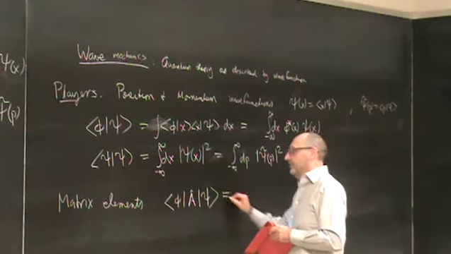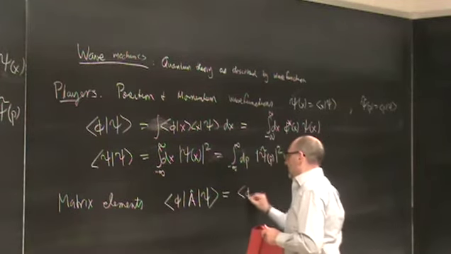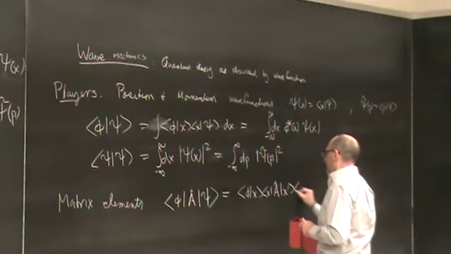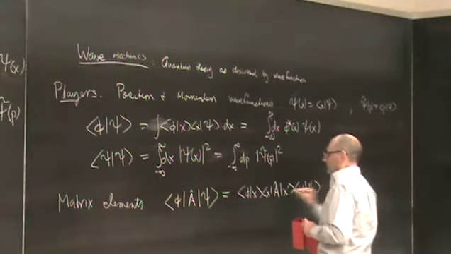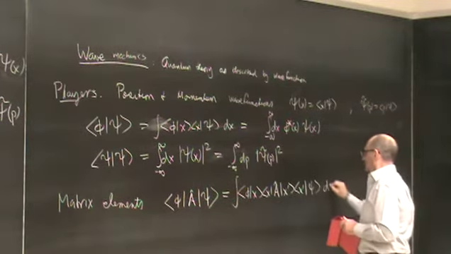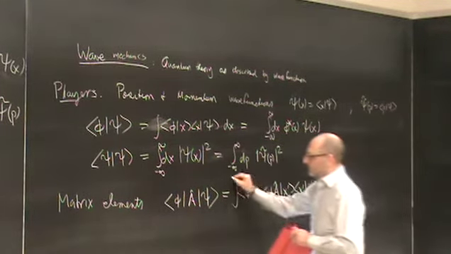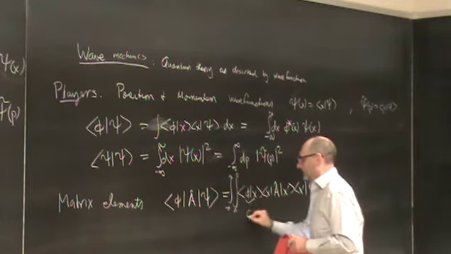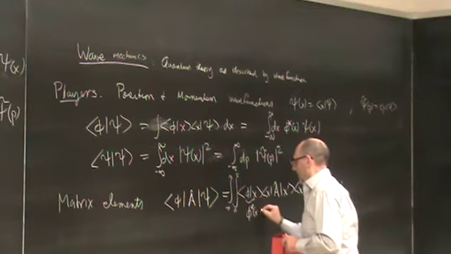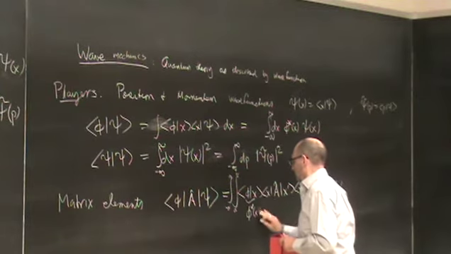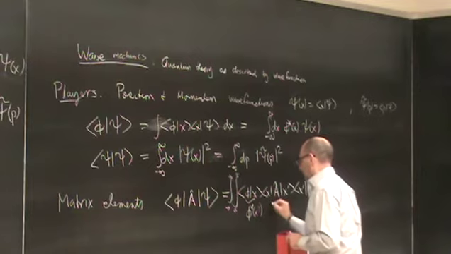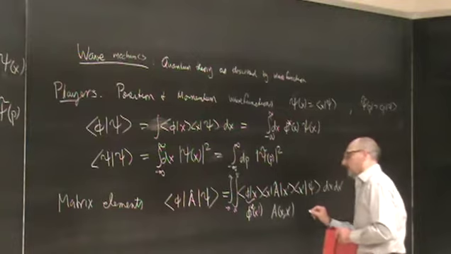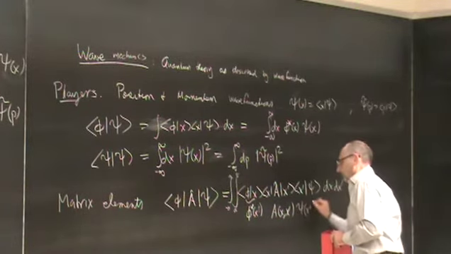Well, again, I can write this in the position representation by putting in resolutions of the identity. This is that. This is some function. And this is this.